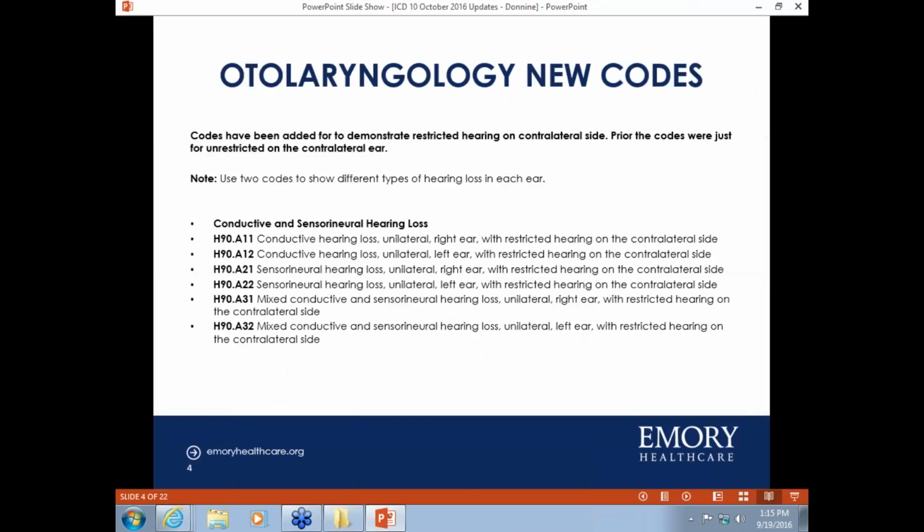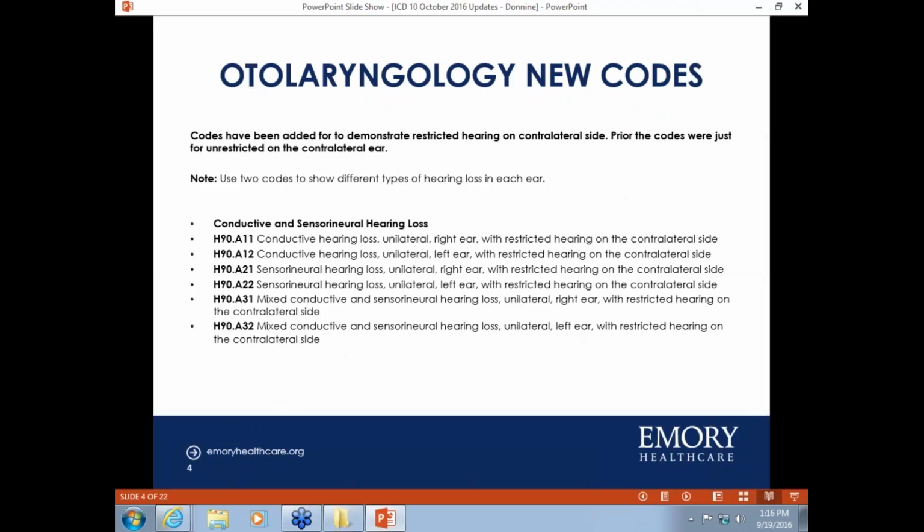Okay, so the new codes for ENT. It used to be that we have codes for hearing loss. So hearing loss can be conductive, sensory neural, or mixed, which is a combination of conductive and sensory neural hearing loss. So previously the code said conductive hearing loss with unrestricted hearing in the contralateral ear.